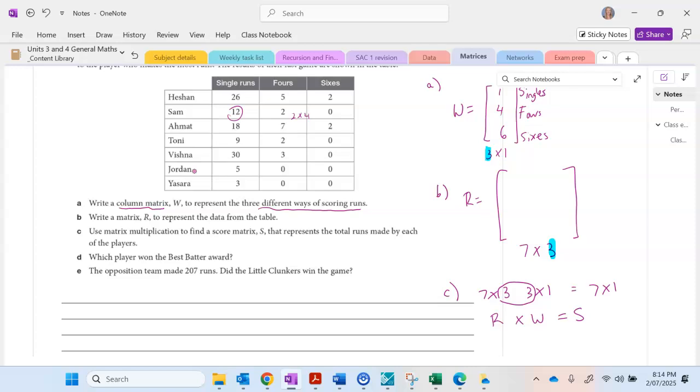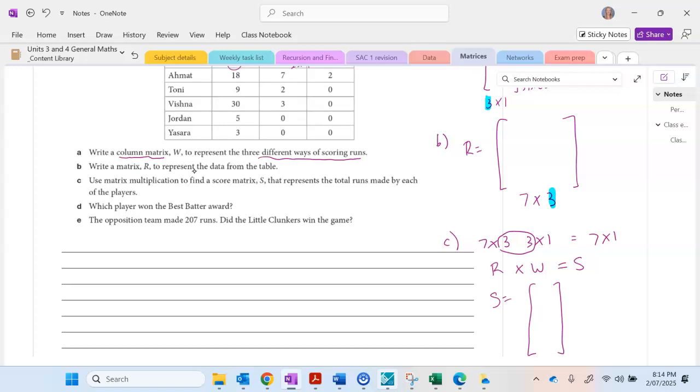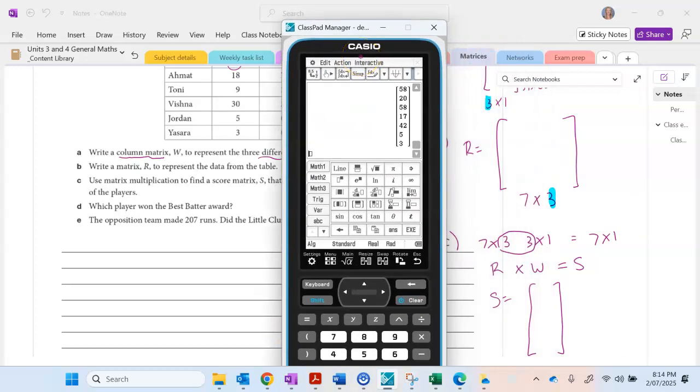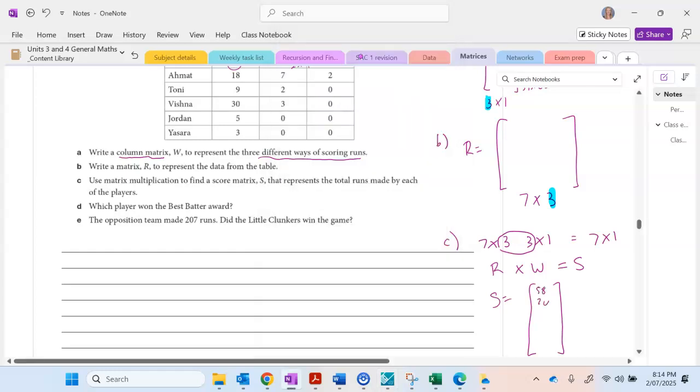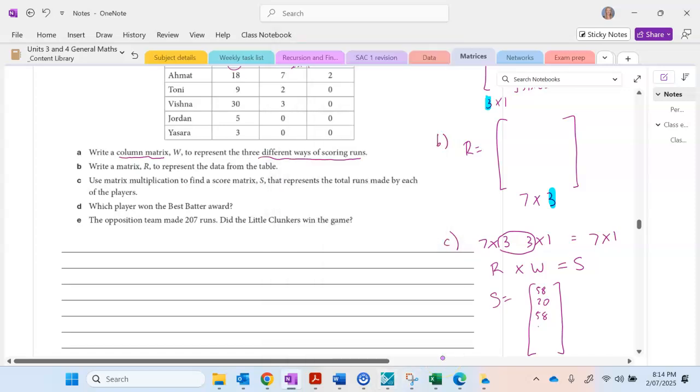So matrix S, let's just do that over here, was a 7 by 1 matrix. And I don't know whether I'm going to fit all the numbers in there. So 58, 20, 58. Where are we? 17, 42, 5, 3.